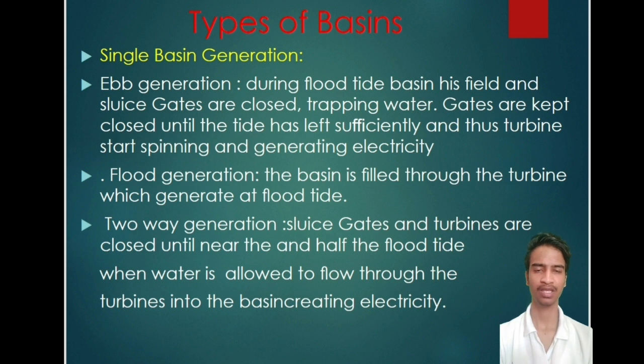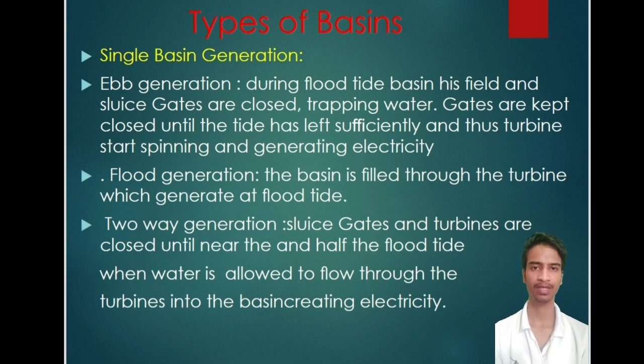Ebb generation uses gates that allow the water to fill the basin. These gates are closed during the time of the full tide and kept closed until the tide has left sufficiently, so that the turbine starts spinning and it results in the generation of electricity. Flood generation: in flood generation, the basin is filled through the turbines at the time of the tide. Flood generation is less efficient as compared to ebb generation.